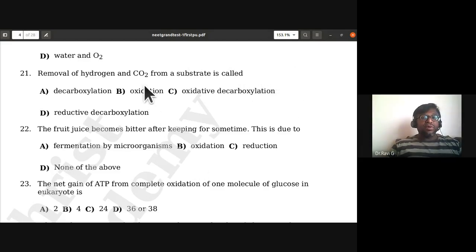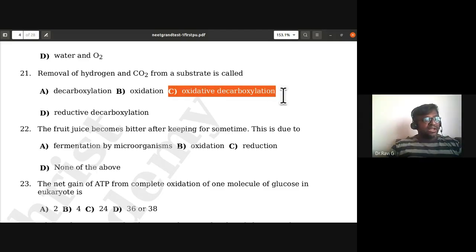See, there is removal of hydrogen and carbon dioxide. So removal of hydrogen is oxidation, and the removal of carbon dioxide is decarboxylation. So the answer is oxidative decarboxylation. So that you should remember. The answer to 21 is C, oxidative decarboxylation.